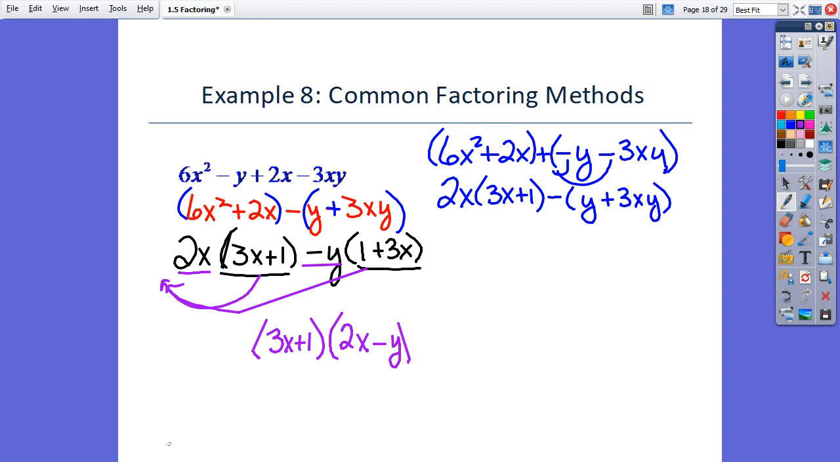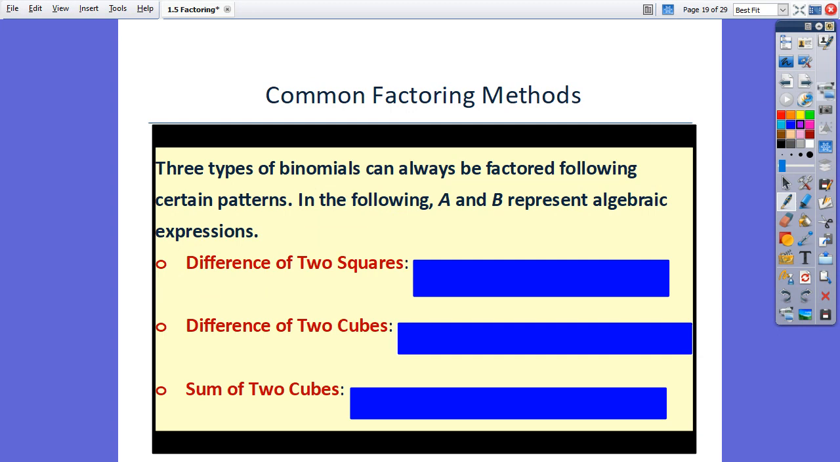So 4 terms hopefully takes us to double bubbles. Sometimes with 4 terms, even if regrouping, it doesn't work, and that just means it's prime and you can't do anything with it, you can't factor it. So a lot of times you're going to be able to factor, but once in a while you won't be able to. Let's keep moving on.